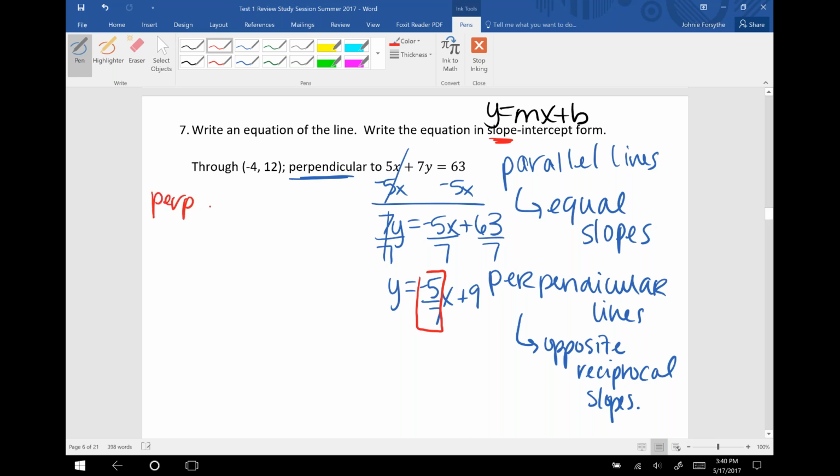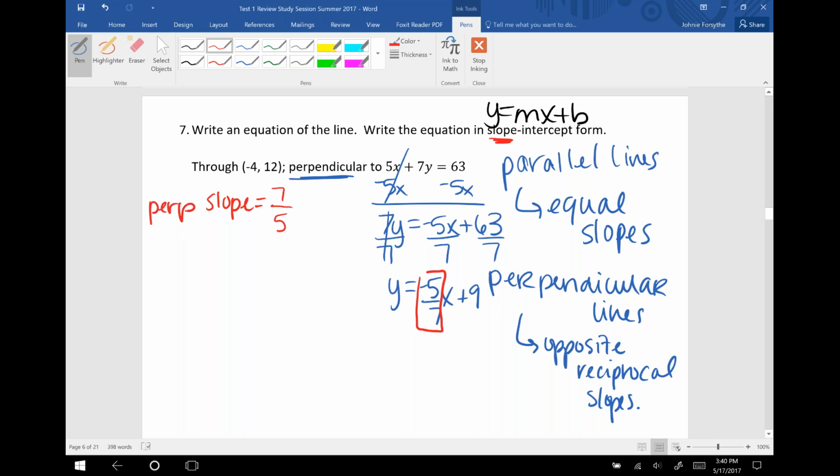the perpendicular slope is going to be the different sign, so it's going to be positive, and then we're going to flip that fraction. So it's going to be positive 7/5. So again, opposite reciprocal means you flip it. So we flipped the fraction and then change the sign. So the slope that we want to use is going to be 7/5.